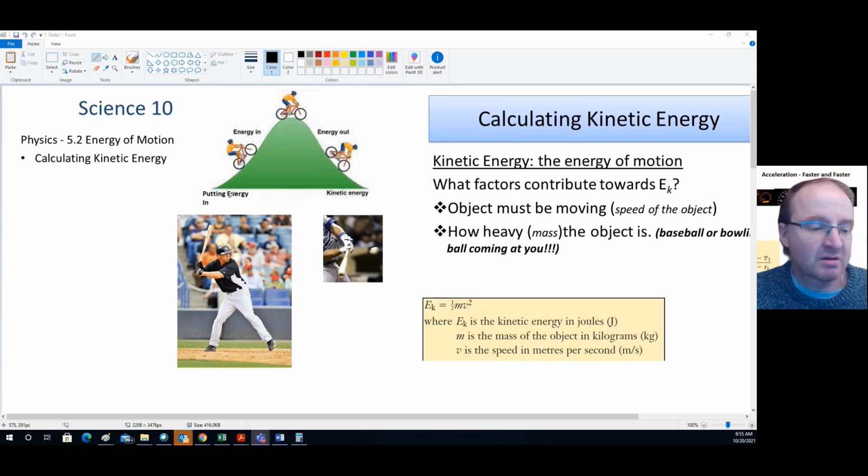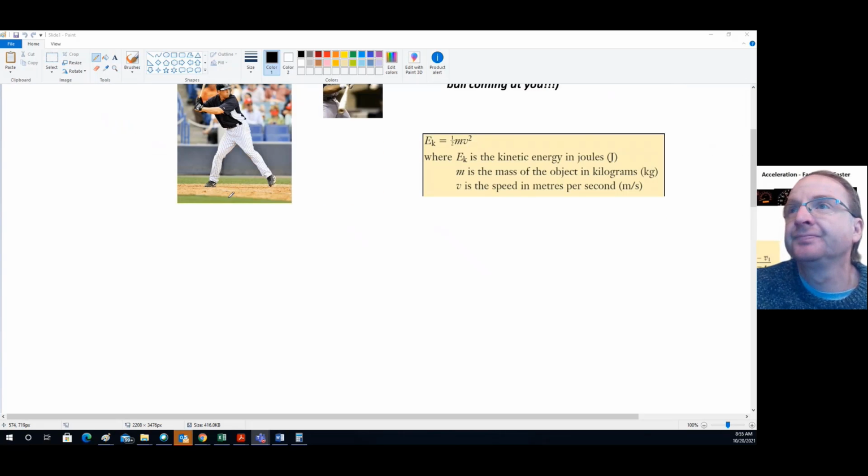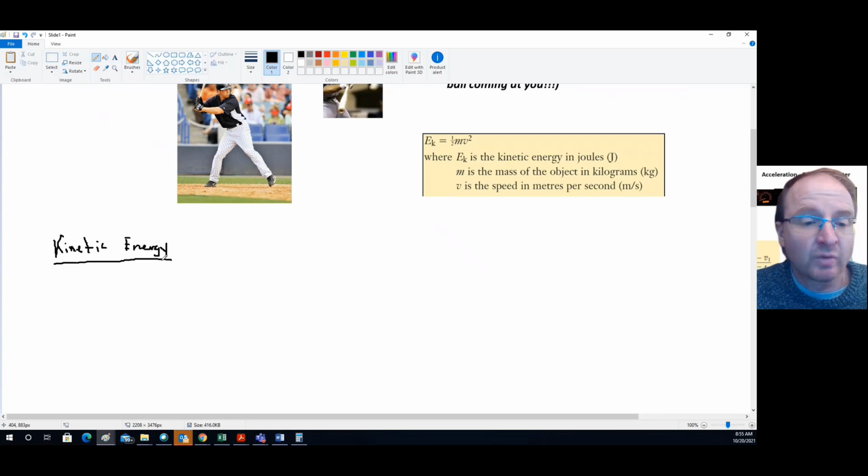Let's start some notes here. Kinetic energy, energy of motion. You can see the formula there on the side, but yeah, definitely get this down in your notes. It's a good way to internalize what you're learning.